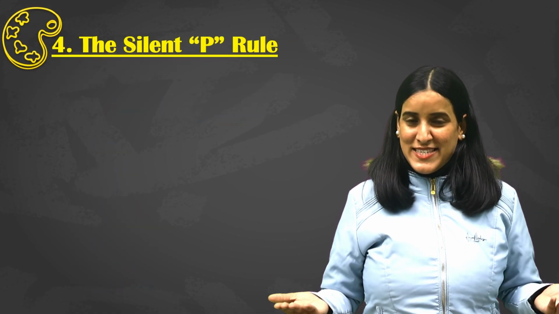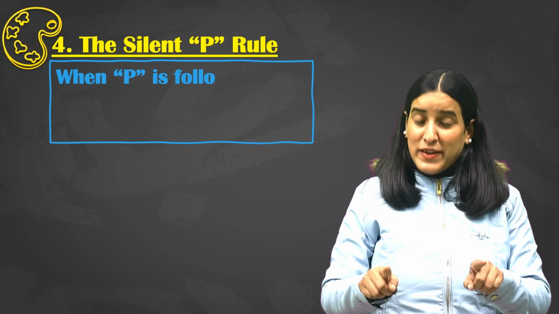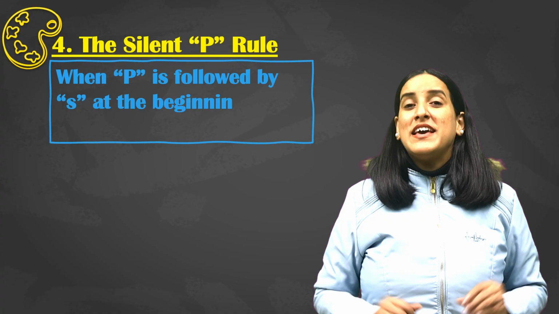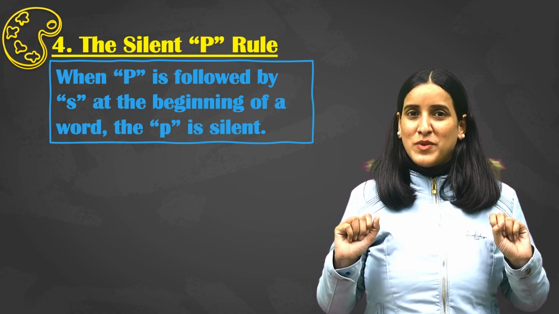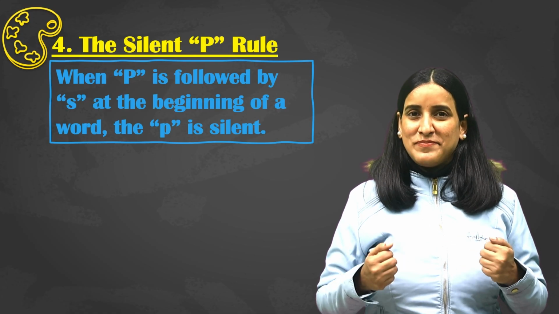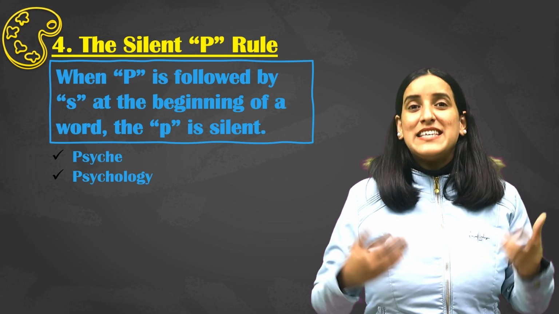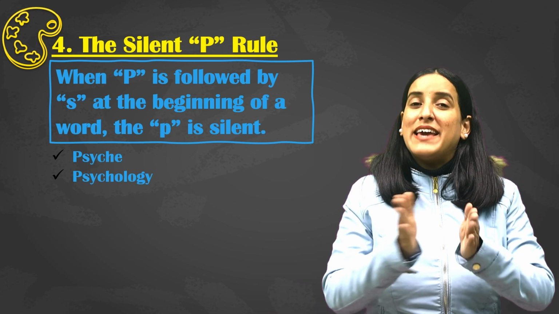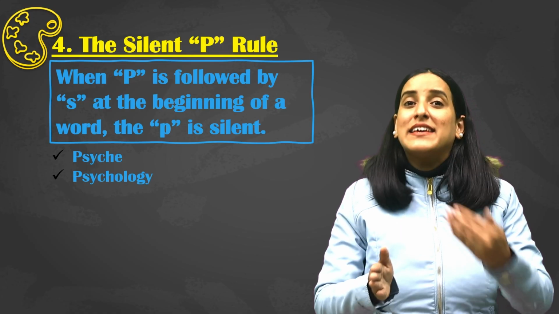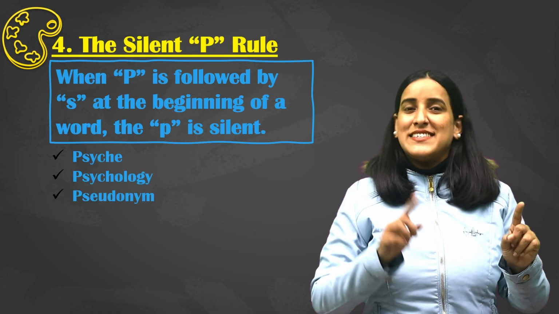Let's look at the fourth one, which is the silent P rule. Now, what is this one? See, when P is followed by S, specifically at the beginning of the word, the P is silent. Now, before I share the words, can you think of a word that begins with PS? Excellent. Yes, psyche, psychology. Now, in both of these words, it begins with PS and we are not saying psyche or psychology. Yes, we are saying psyche, psychology.